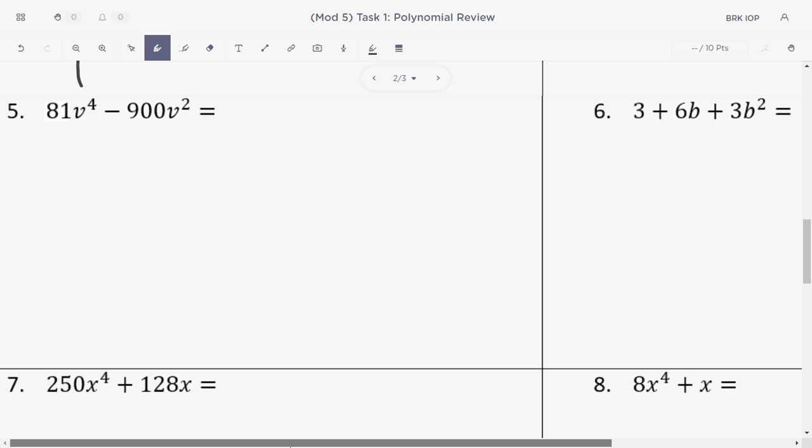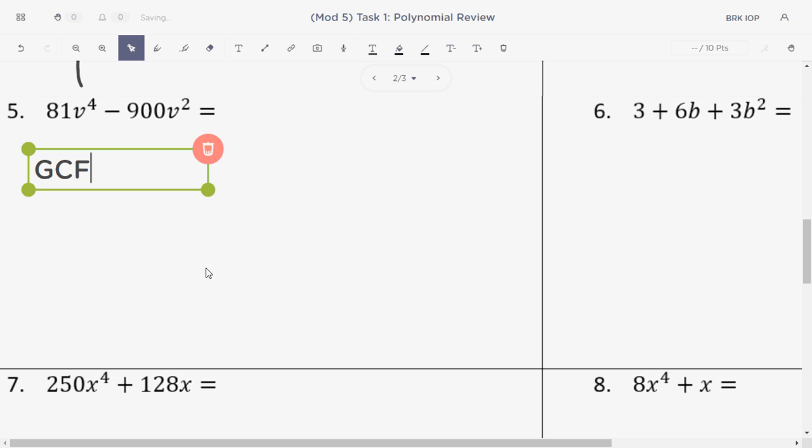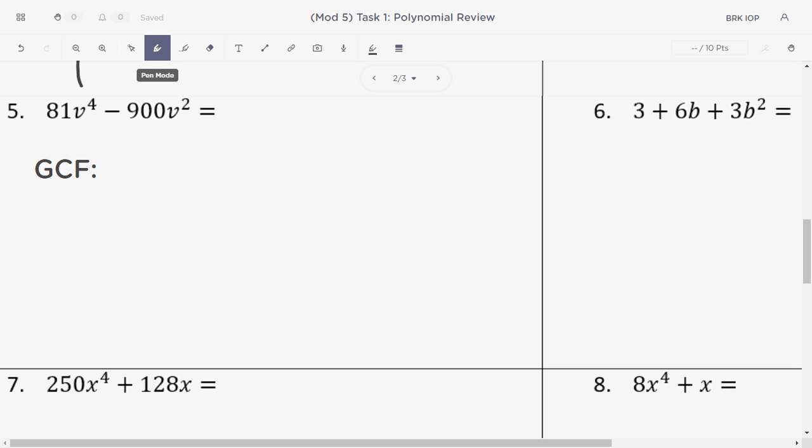So looking at number 5, I'm going to make a note, but I'm not going to do this one for you. You're going to pull out your GCF. And your GCF this time is going to be 9 and then v squared. So you're going to pull out 9v squared. And then what you're going to be left with is going to be a difference of squares.